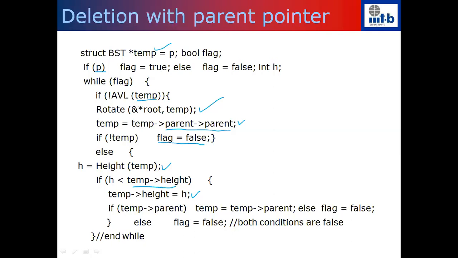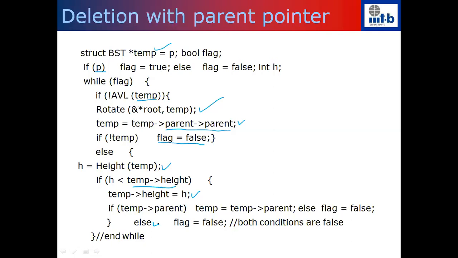So in the parent pointer, since the height has changed, the AVL property might be violated in the parent. So I have to go recursively to the parent and then check there. But if the parent pointer happens to be null, then I have reached the root node. So I can't go to the parent anymore. So I will stop.